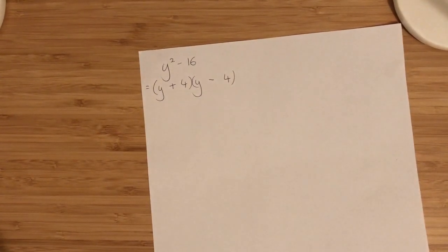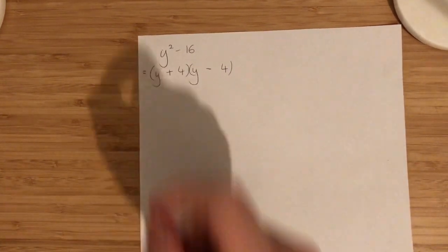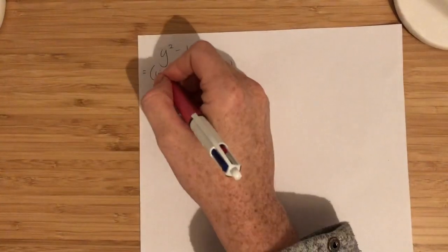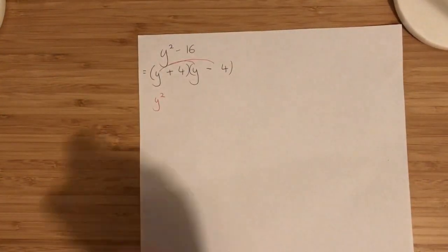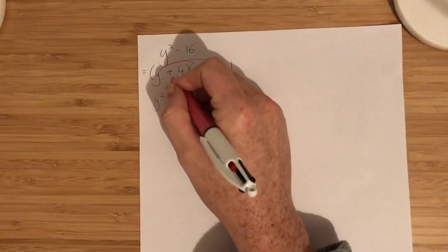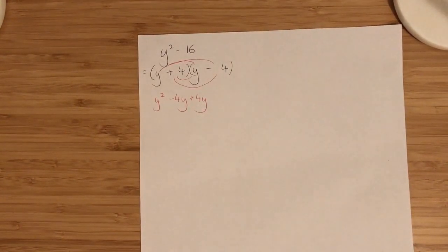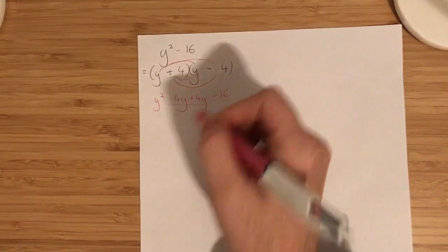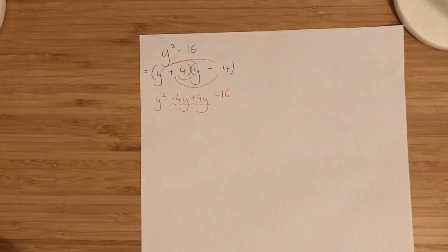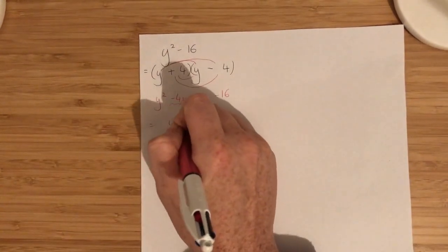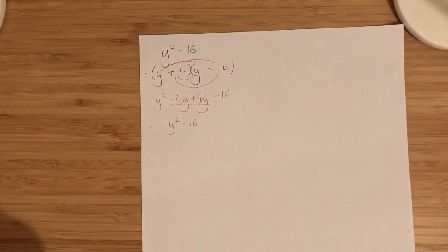So just to show why that works, we're just going to multiply out the bracket. So y times y is y squared. Y times the minus 4 is minus 4y. Then we have a plus 4y, plus 4 times y. And the plus 4 times the minus 4 is minus 16. Now, as you can see, because we had a plus 4y and a minus 4y, that bit in the middle cancels each other out and goes to 0. What you're left with is your y squared minus 16, which is what we started with.